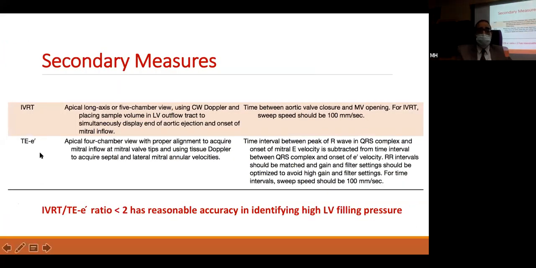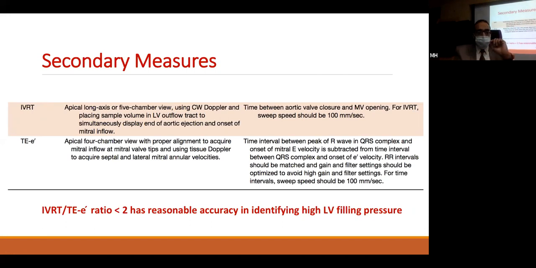The duration of the isovolumic relaxation time also can be used in the apical chamber view. If you put the pulsed wave between the mitral and the aortic, you will get the aortic and the mitral spectral Doppler waveform at the same time, and you can measure the isovolumic relaxation time duration.